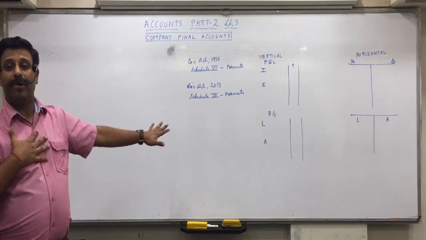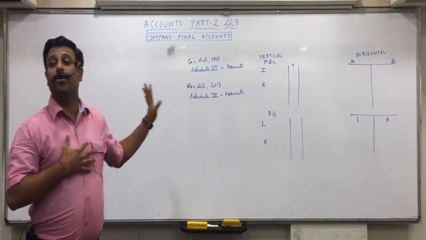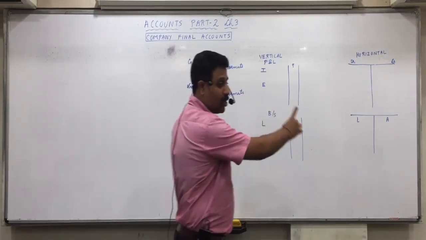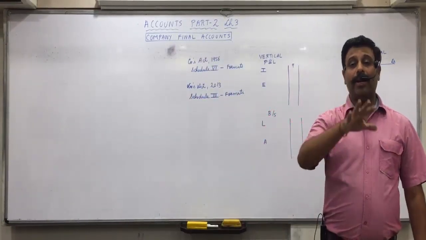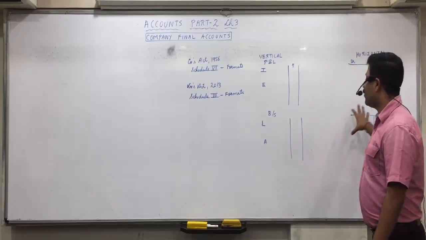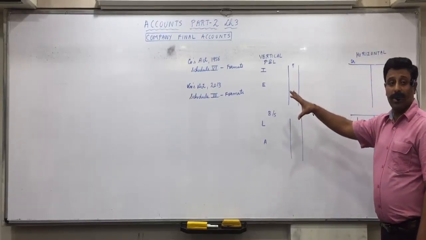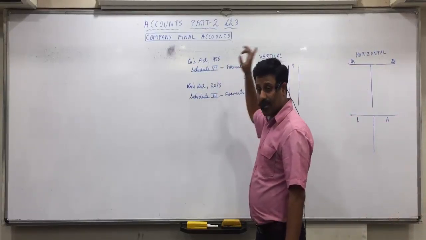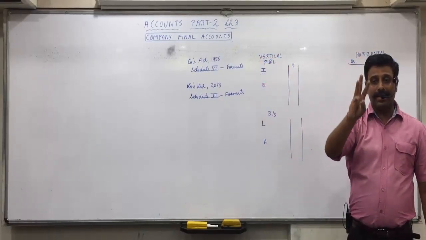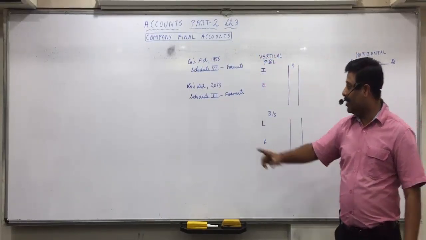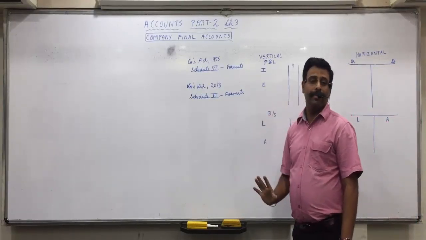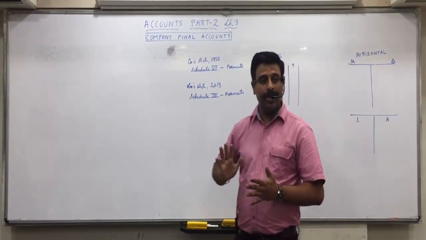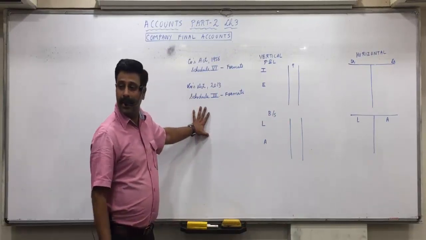I have personally seen all 3 generations of formats. When I was in graduation, I used to do it under horizontal format. From 98 to 2003, I taught horizontal format. From 2003 to 2013, I taught the graduate students the vertical format of Schedule 6. And for the last 3 years, again at BCom level, I am teaching this Schedule 3 format. So I know the complete changes, what changes have been taking place from 1956. Is everyone clear with it?